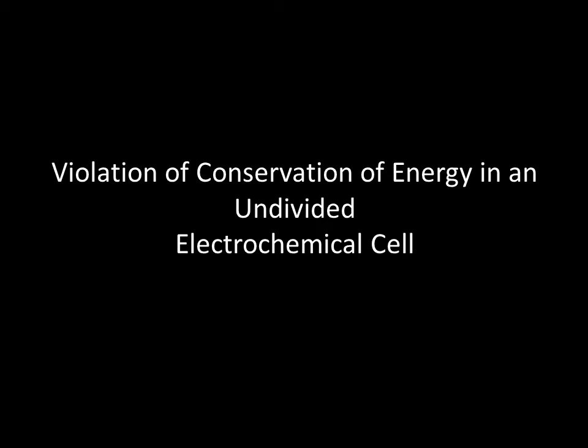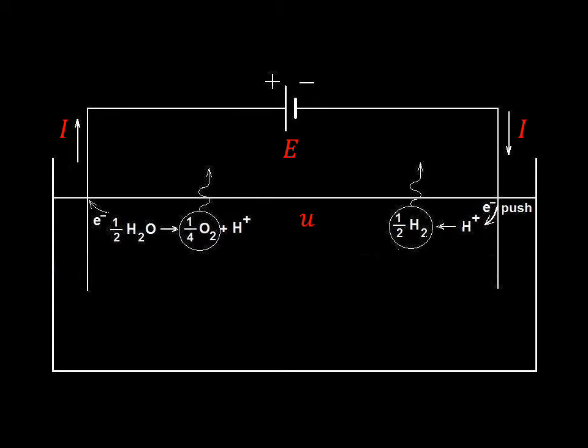Violation of conservation of energy in an undivided electrochemical cell. Consider an electrochemical cell for electrolysis of water, in which the cathodic and the anodic compartments are not separated by a salt bridge or any kind of semi-permeable membrane. This is an undivided electrochemical cell.